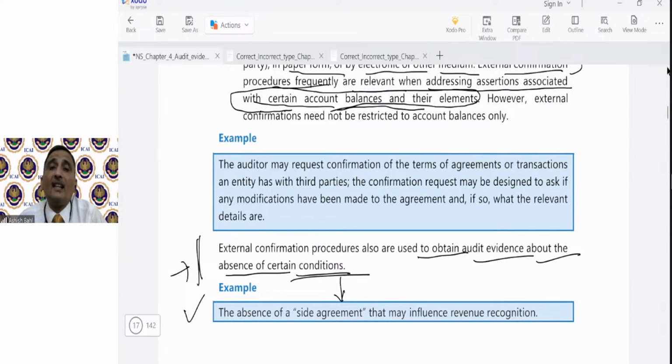Parth Rana, inspection can be done in respect of an asset as well as any document which we see is also an inspection. So it relates to documents also and inspection also. Yes, Devraj, you are correct.